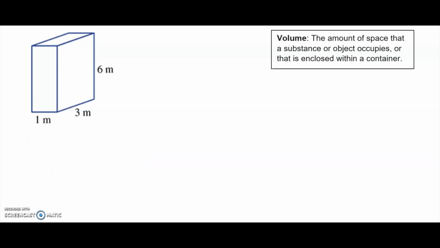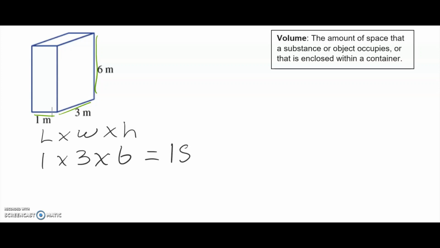All right. So we've got a formula that helps us find the volume of a rectangular prism. And that formula is length times width times height. In this case, we have our length as 1 meter, our width as 3 meters, and our height being 6 meters. So multiplying them all together, we get 1 times 3 times 6. 1 times 3 is 3. 3 times 6 is equal to 18 meters cubed.